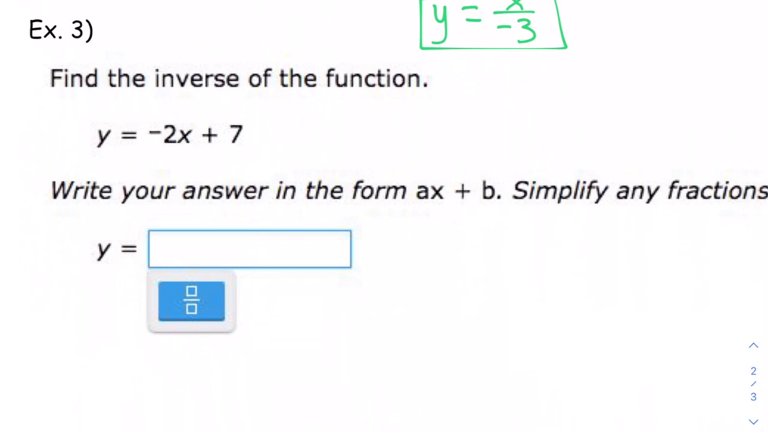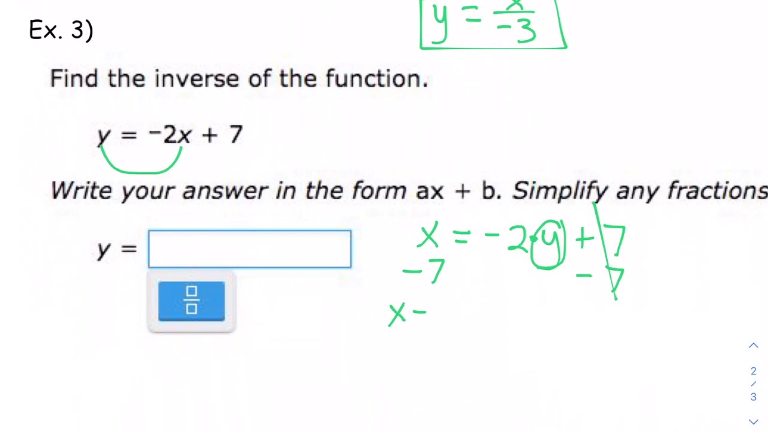Okay, my last example is probably the one that you'll see with the most steps. I'm first going to switch my x and y, so I'll write this as x equals negative 2y plus 7. I'm going to circle y and get that alone. I have to think about what I need to do first. Remember, if I have multiplication and addition happening to y, I want to get rid of addition first. I want to get rid of that extra constant at the end. So I'm going to subtract 7 from both sides to get rid of that constant.